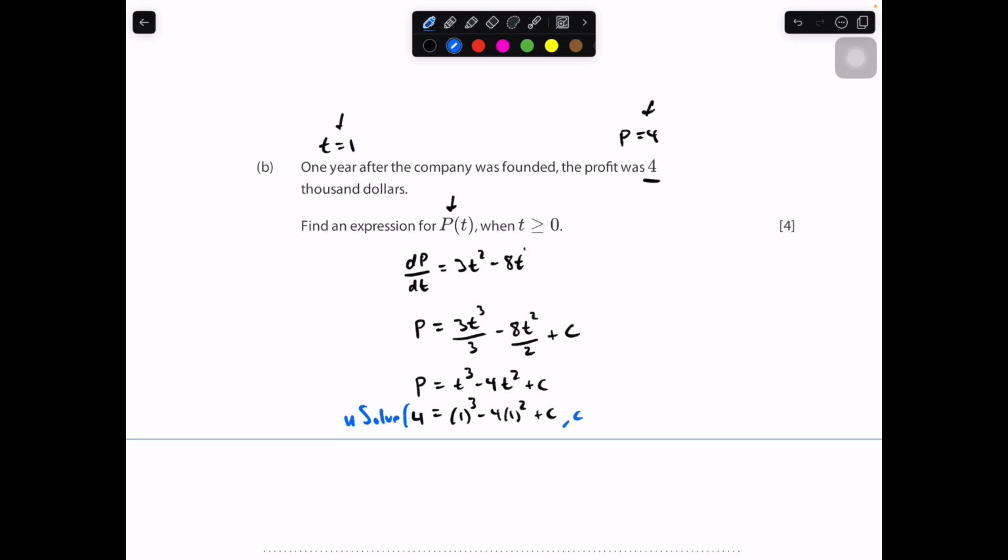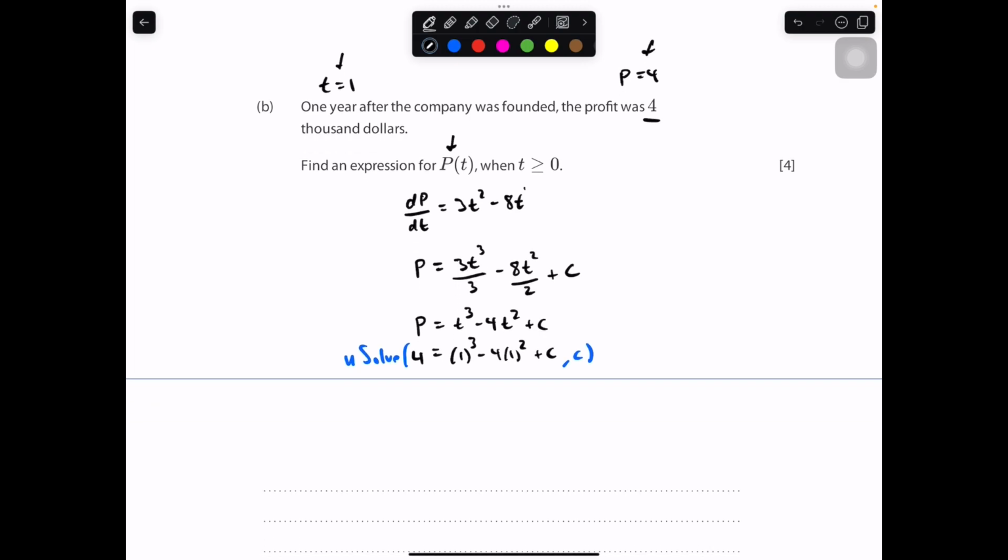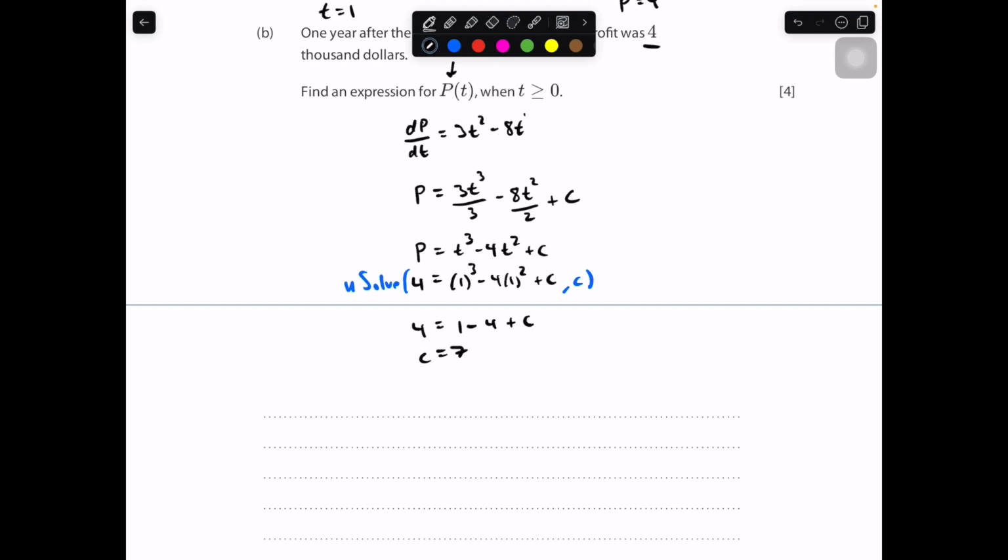I'm actually just going to work that out. 4 is equal to 1 minus 4 plus c, and that means that c is equal to 7. Okay, so let's write out our whole function. P is equal to t cubed minus 4t squared plus, and then we found the value of c is equal to 7. I think that's good.